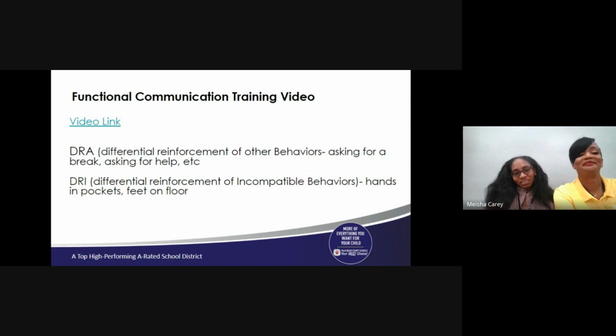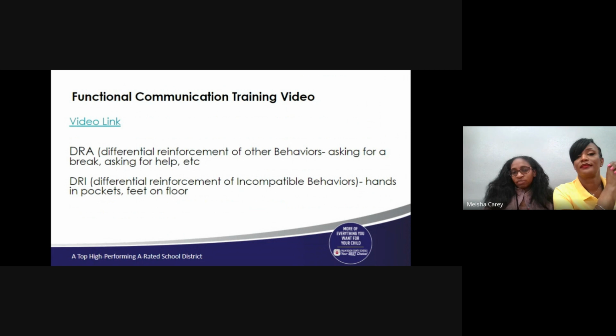And here it says DRA, which is differential reinforcement of alternative behaviors. So again, instead of calling out, we're going to teach them to raise their hand. Or if they want a break, instead of just getting up and leaving, we're going to teach them how to ask for a break or ask for help.